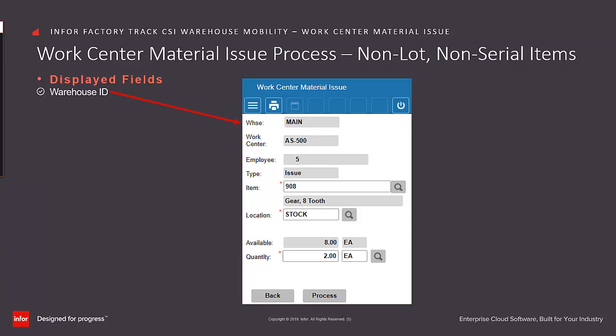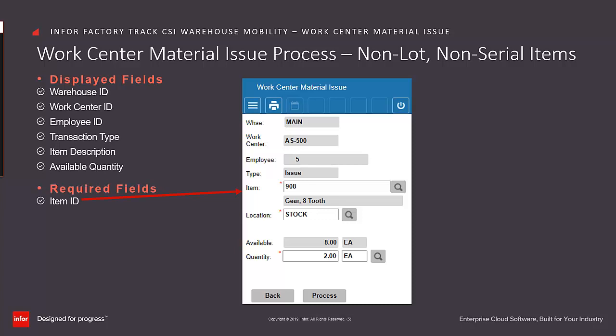To issue non-lot, non-serial material items to a Work Centre, Factory Track displays the processing form. It displays data from the previous form, including the warehouse ID, the Work Centre, the employee, the type of transaction, the item description which appears after the item has been specified, the available quantity which again appears after the specification of the location associated with the item.